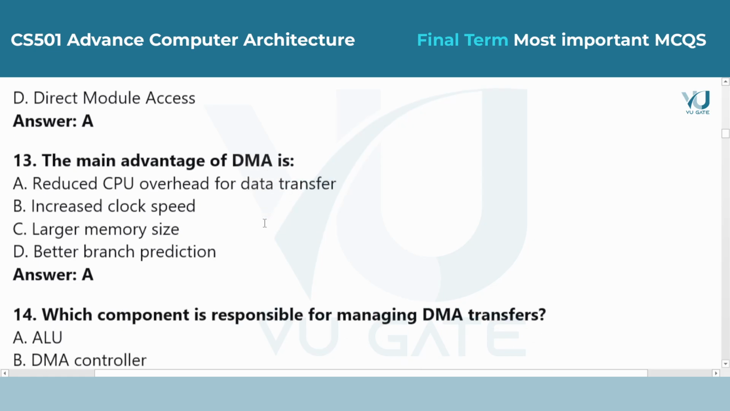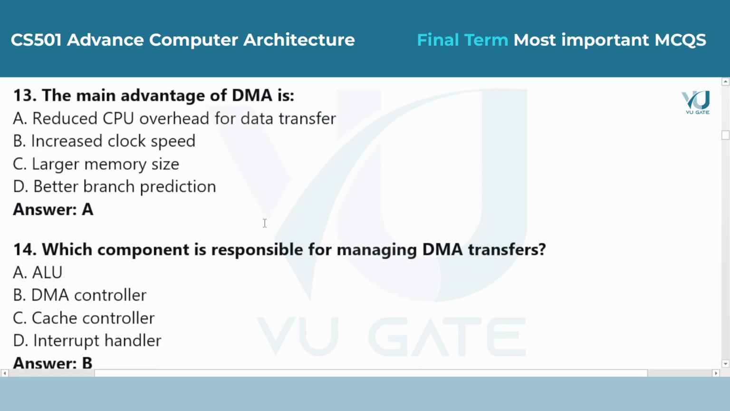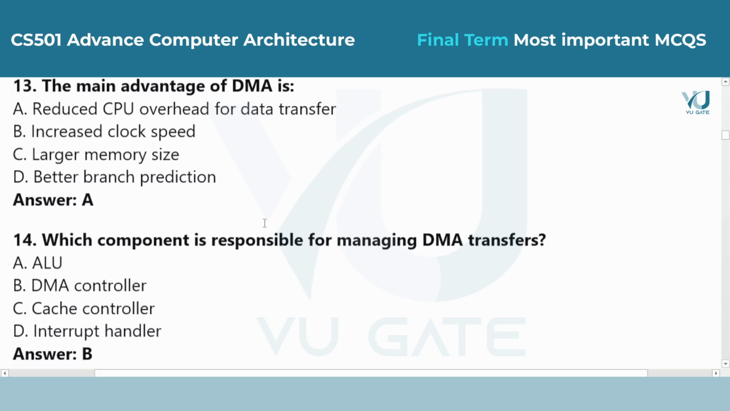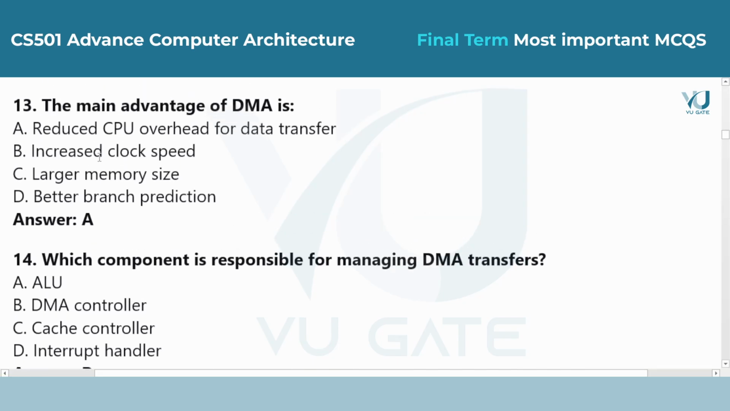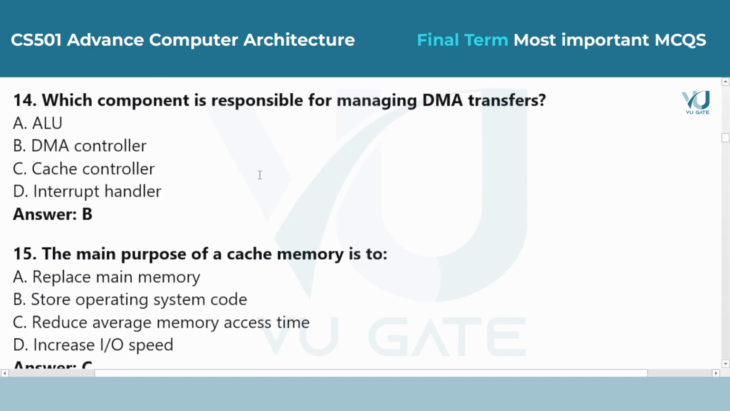13. Question: The main advantage of DMA is? Answer: A. Reduced CPU overhead for data transfer. Concept: The CPU is not involved in the actual data movement, saving significant processing time. 14. Question: Which component is responsible for managing DMA transfers? Answer: B. DMA controller. Concept: This hardware unit manages the bus and coordinates the data flow between I/O and memory.